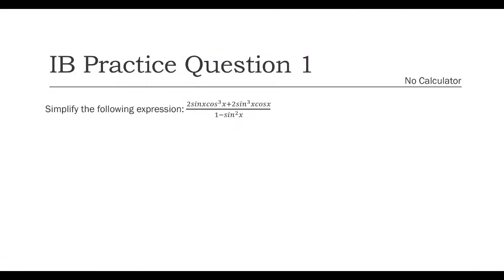Now we have our first IB practice question. It says simplify the following expression. We have 2 sine x cosine cubed x plus 2 sine cubed x cosine x, over 1 minus sine squared x. In our numerator, we have a greatest common factor. We can pull out 2 from each. We can also pull out sine of x and cosine of x. That leaves us with cosine squared x plus sine squared x.